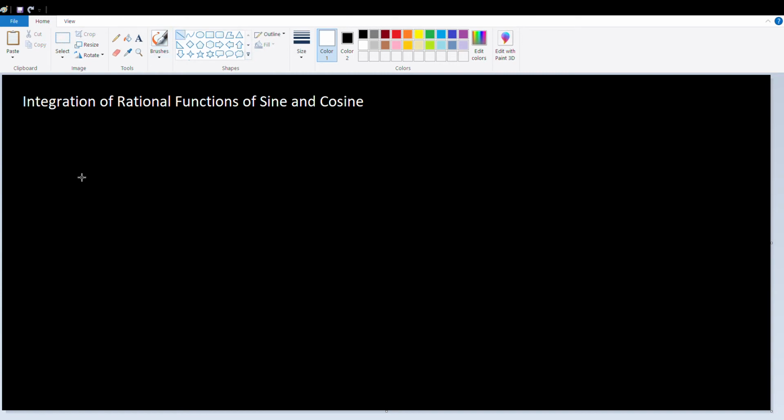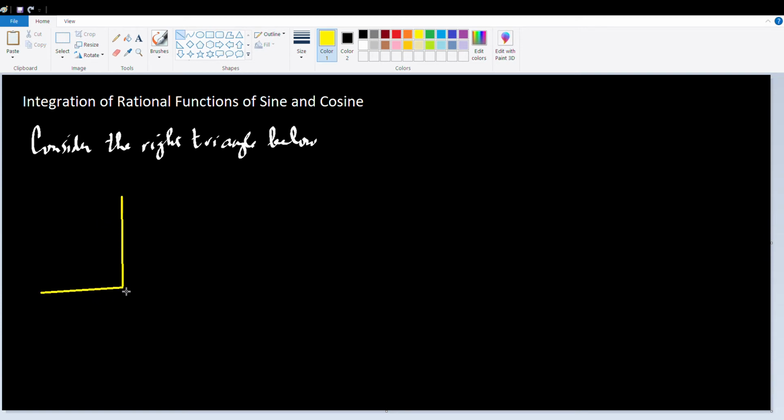So let us construct and consider the right triangle below. So let us construct a right triangle. And then we label this as follows: 2z, 1 minus z squared, and 1 plus z squared. And let the acute angle be equal to x.